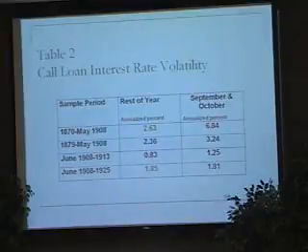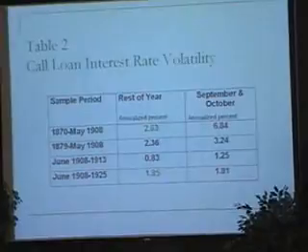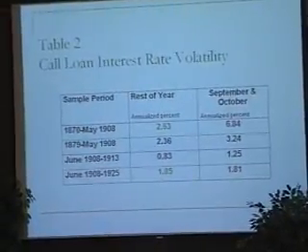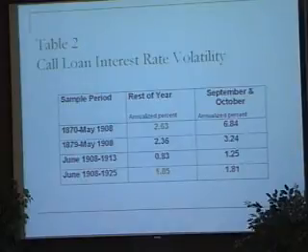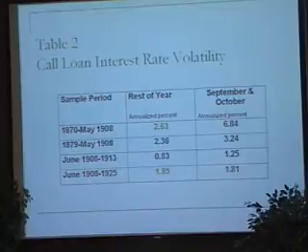So we started out in 1870, so we got rid of the Civil War. With commercial paper, we'll be able to go back a little further. We have a similar table for commercial paper. If you look, you can see September and October, 6.84% annualized is the volatility, but it's only 2.63 the rest of the year.